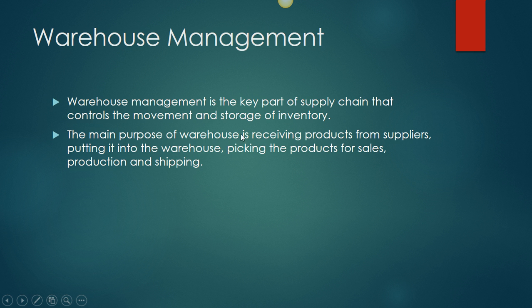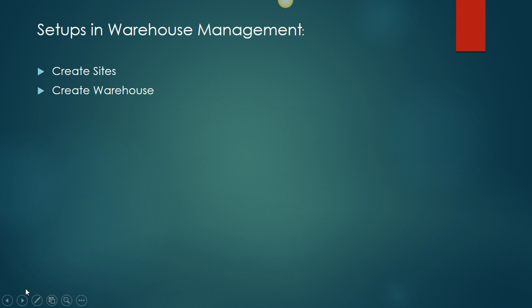Warehouse management is a key part of the supply chain, where we have to store all the products in the inventory. From the warehouse, the products are stored and sold for our business. When it comes to setups in warehouse management, these are the two main setups: we have to create a site and a warehouse, so that we know which product is placed in which warehouse and which inventory. This information has to be stored with the products.